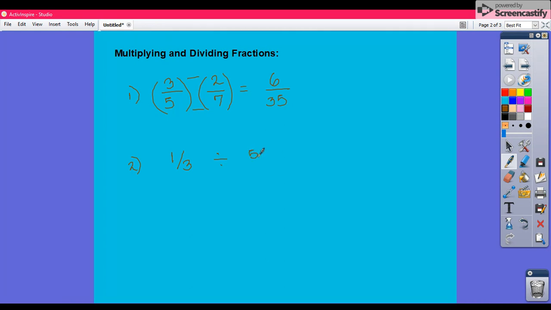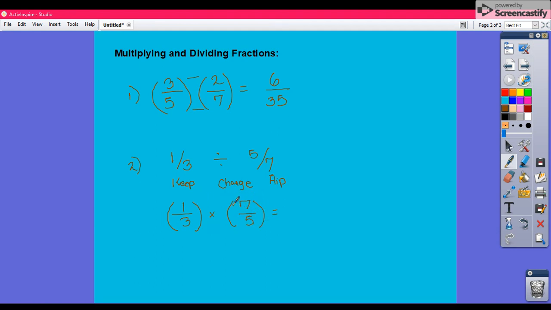And for dividing fractions, let's just say 1 over 3 divided by 5 over 7. We always keep, change, and flip. There is no such operation as dividing fractions for us. So we're going to keep it, change it into multiplication, and flip the second fraction. So again, now we're back to multiplying fractions.